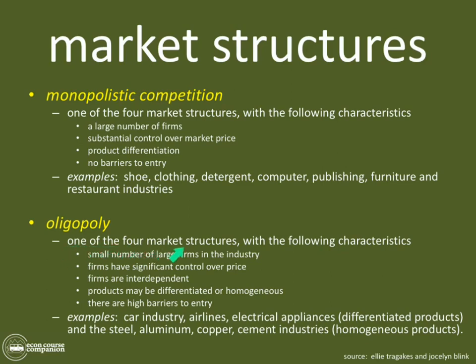Oligopoly is one of four market structures with the following characteristics. A small number of large firms in the industry. Firms have significant control over price. Firms are interdependent on each other. Products may be differentiated or homogeneous, and there are high barriers to entry. And I actually think the best example of this is the car industry, maybe not so much now, but maybe like 20 years ago, before Hyundai was a global product coming out of South Korea, which is just astounding.